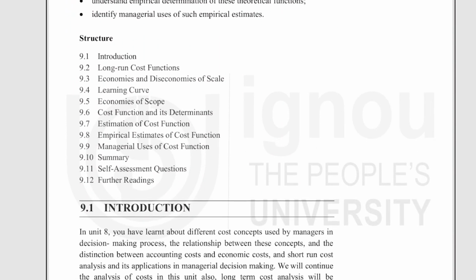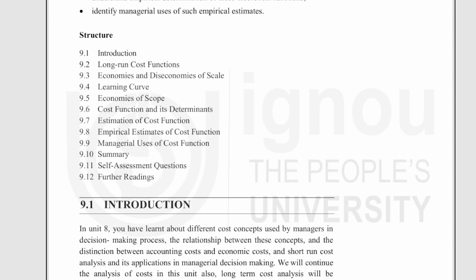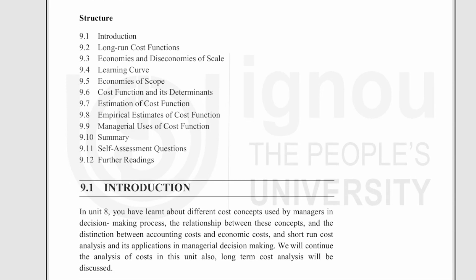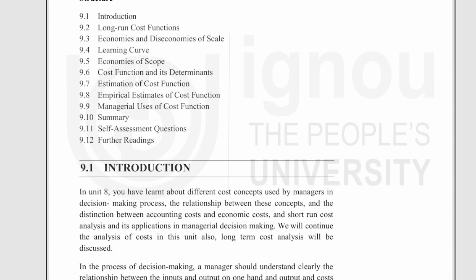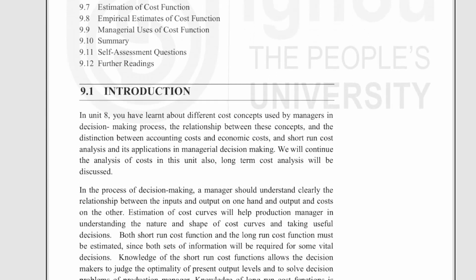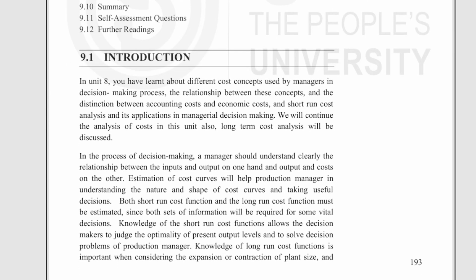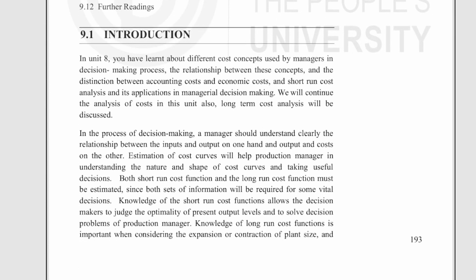The structure of this unit is: introduction, long-run cost functions, economies and diseconomies of scale, learning curve, economies of scope, cost function and its determinants, estimation of cost function, empirical estimation of cost function, managerial uses of cost function, summary, self-assessment questions, and further reading session. Okay, so let's begin with the introduction part.